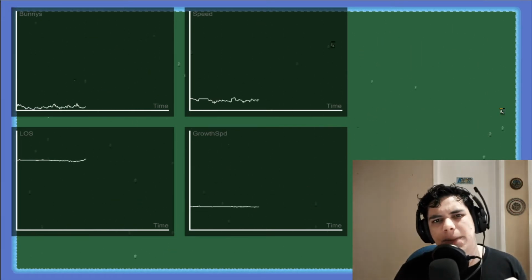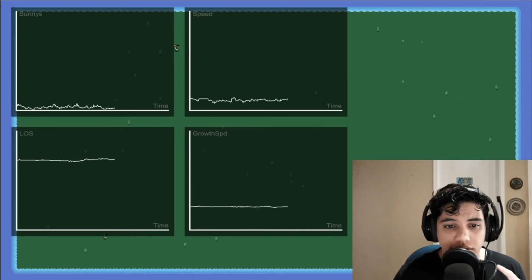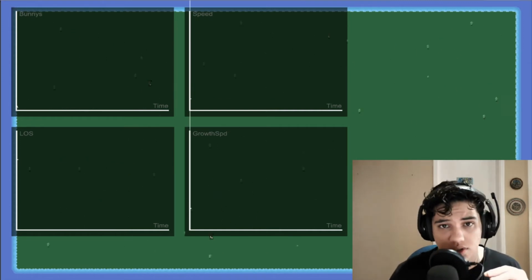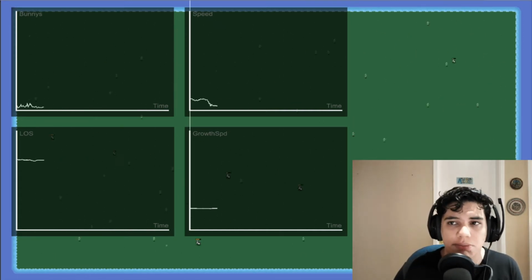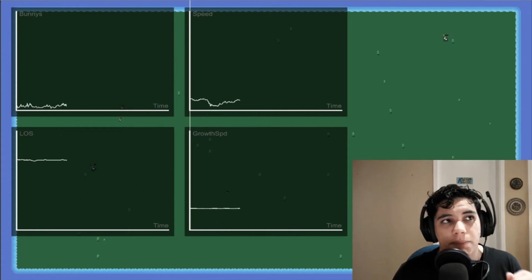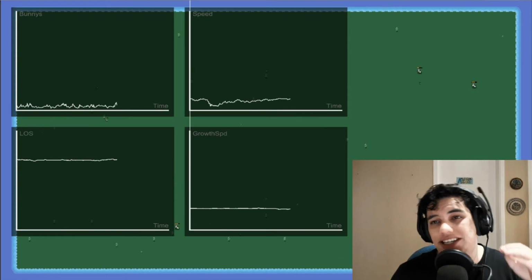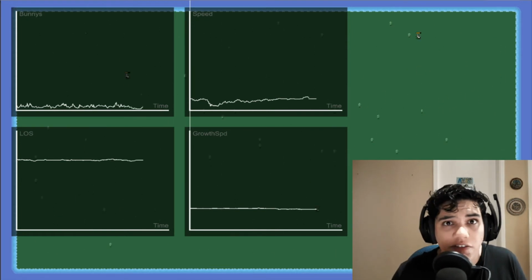I then decreased by a lot the amount of berry bushes that were on the map to see how the bunnies would react to a harsher environment. And as expected, the speed and growth speed did go down, but not as much as before. But the thing I didn't expect is that the line of sight increased, a considerable amount. I didn't expect that to happen, because that would mean that they would consume more food for that. But actually, it makes sense, because if their line of sight is really low, they're just not gonna find food.